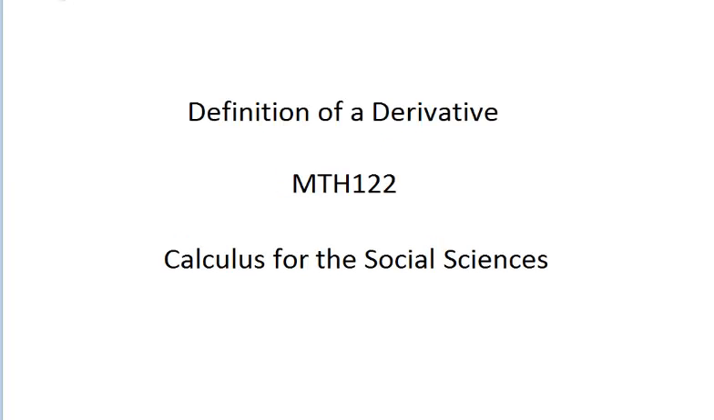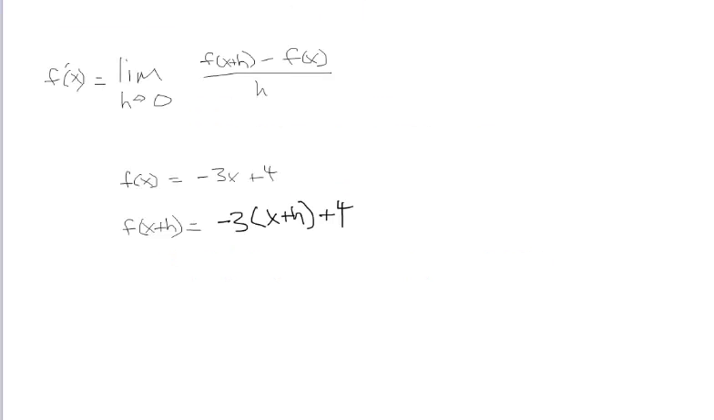In this video, we're going to look at the definition of a derivative and how to use it to find the derivative of a function. So the formula for finding the derivative, f prime of x, which is notation for the derivative function, is equal to the limit as h approaches 0 of f of x plus h minus f of x, all divided by h.